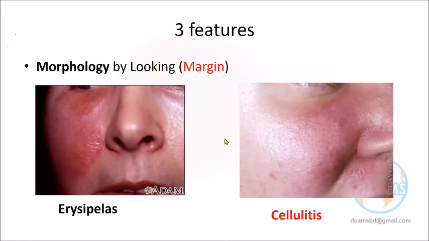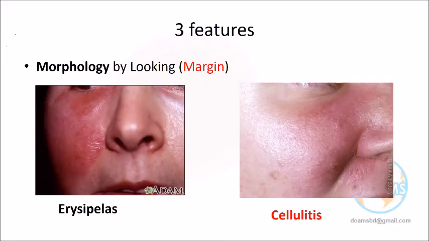So doctor, you understand, we tried our best to gather pictures of the same locations. I remember it was not easy for me also to collect similar features from the sources. So look at this, this is the face, this is the face, this is red, this is red. So it's more red, though, but we can say this is cellulitis, this is also cellulitis. But in the left side picture, it is erysipelas. So the margin is actually helping us to say this is erysipelas.